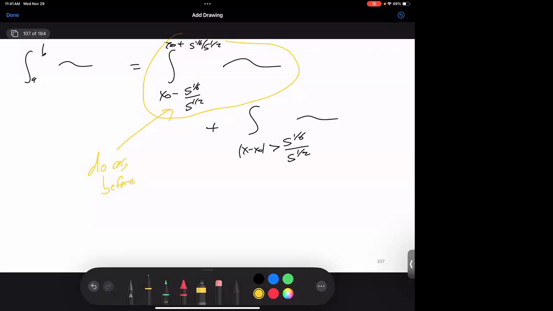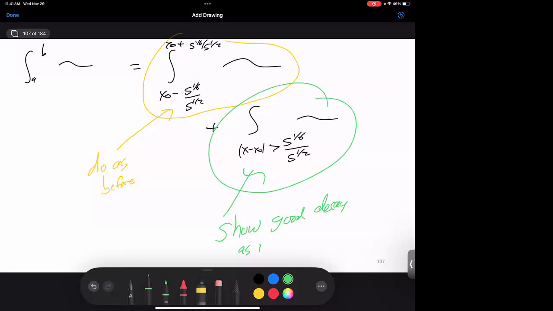So now we just have to show over here that we have exponential decay. Show good decay as well beyond 1/s, by a factor of s to the epsilon. And that's why that last piece, if you go through and do the analysis, shouldn't really matter, because we've moved so far away.